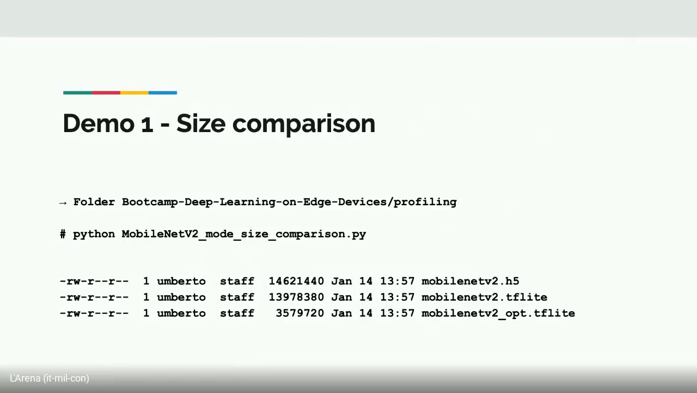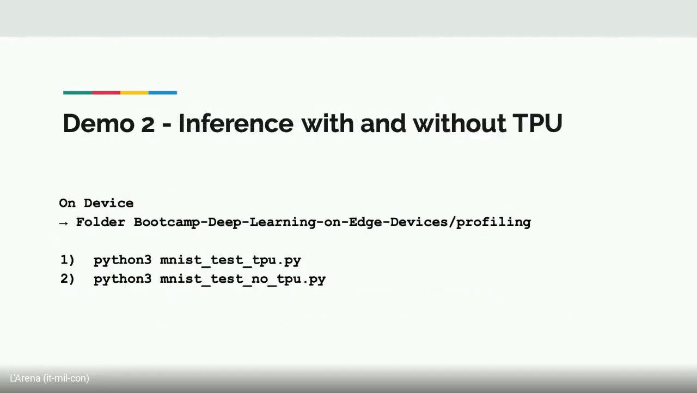And if you look in the GitHub repository and go under the profiling folder, you find this script here. You can run it, and it will save the files, and you can check yourself. You can do that on your machine. You don't need any device. Okay. Just to show you that it's really true that it gets smaller.